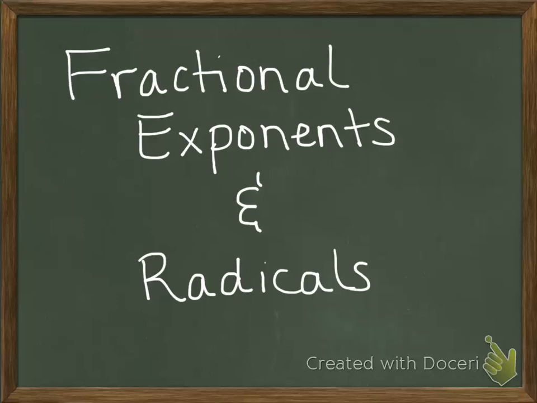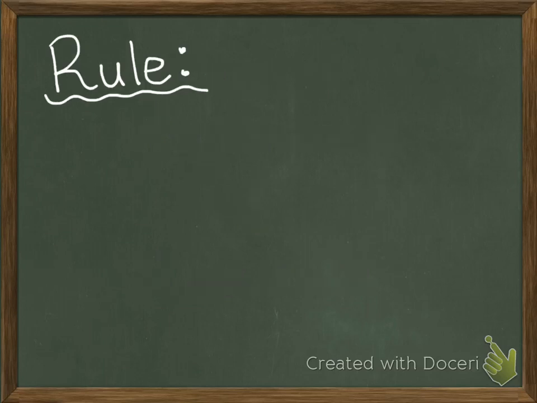Today's lesson is on fractional exponents and radicals. What we're going to learn is if I have a radical, how can I write that as a power with a fraction as my exponent? And vice versa, if I have a power with a fraction as my exponent, how can I rewrite that so that it looks like a radical? In order to do that, we have a rule.